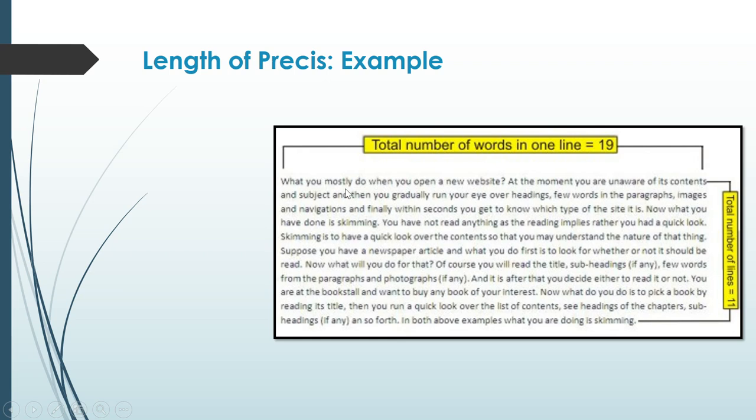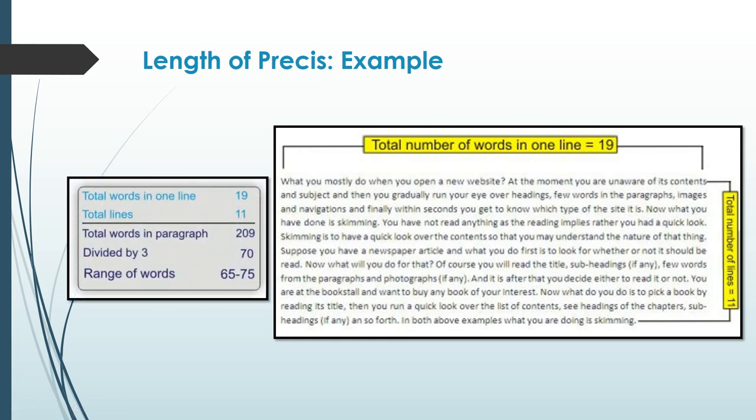So if you count the words in the first line, 1, 2, 3, 4, 5, 6, 7, 8, so you will find there 19. Okay, so the total number of words in one line, if they are 19, you have to now count the number of lines, and here the number of lines are 11. So what it means is that we now multiply the number of words in the first line by the total number of lines, and the whole passage will now in this case have 209 words. Now this is your original passage. Now you have to shorten it.